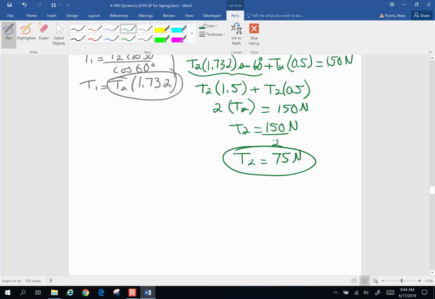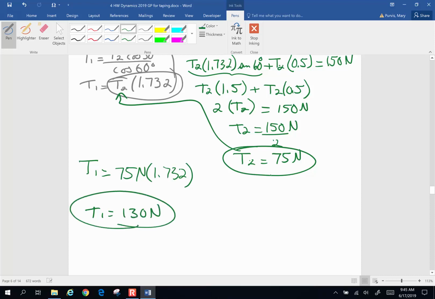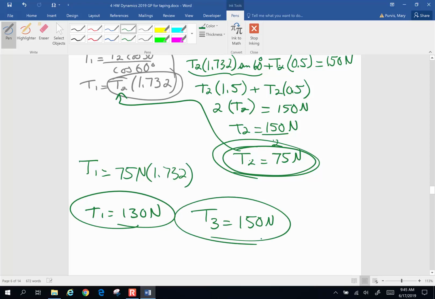Now, what do I get for T1? Now that I have that, I'm going to shove that back up here, and I end up with T1 equals 75 newtons times 1.732. And if I do that, I end up with T1 is 130 newtons. So there's T1, there's T2, and we found T3 was 150 newtons way up top, and that finishes that one.